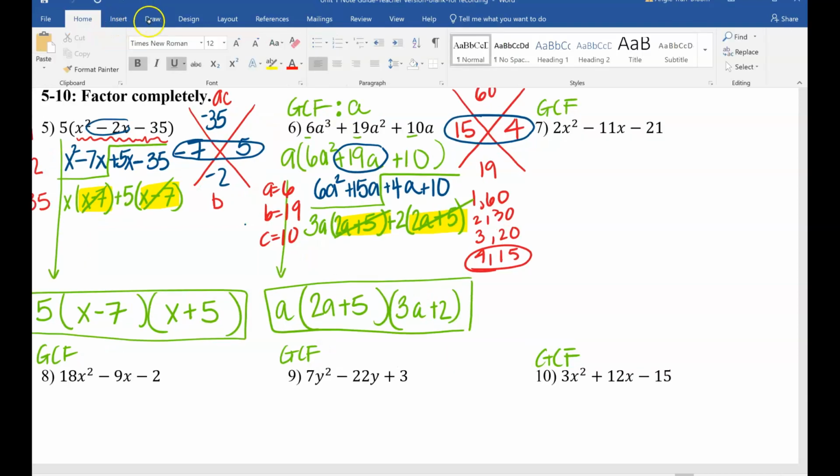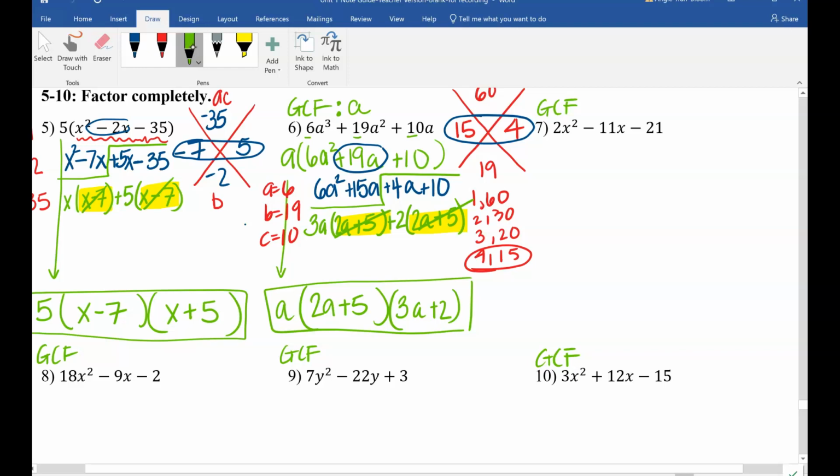Example 7. Now, as you can see, the first thing we want to check for is the GCF. So we'll look at the 2, the negative 11, and the negative 21. Those numbers don't have anything in common. And we have an x squared, then an x with the negative 11, and with the 21 we don't have any x's there. So currently, this tells me that I do not have any GCF.